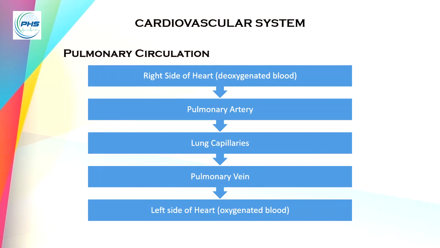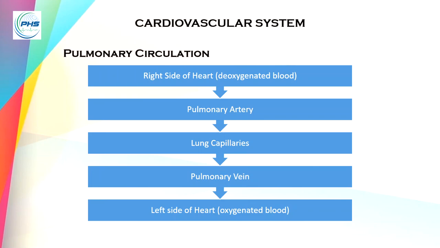Next, let's look at what is pulmonary circulation. Pulmonary circulation describes the movement of blood from the heart to the lungs and back to the heart. It transports deoxygenated blood to the lungs to absorb oxygen and release carbon dioxide. The oxygenated blood then flows back to the heart.